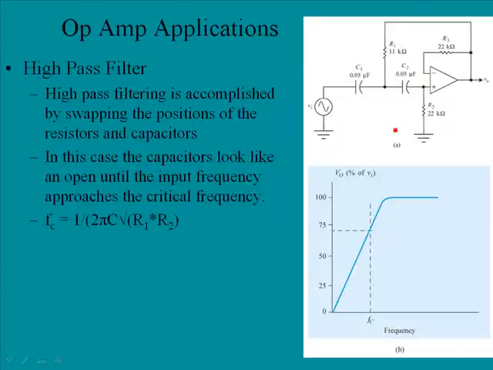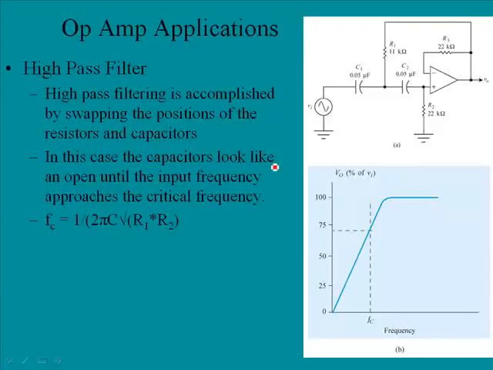Then this is a high-pass filter, and what we'll note here is the high-pass filtering is accomplished by swapping the positions of the resistors and capacitors. And so that low-pass filters, we had resistors here and we had capacitors here. And so just by simply changing positions of those components, we can build a high-pass filter.